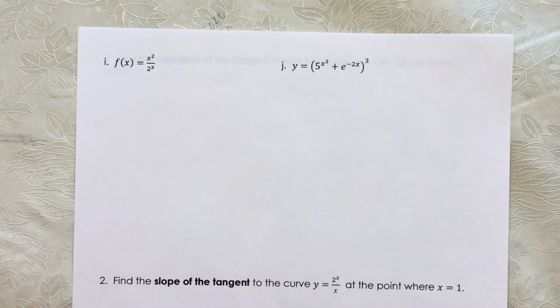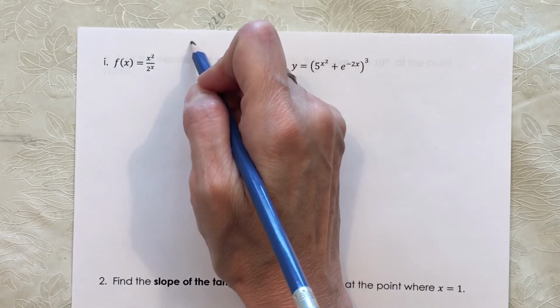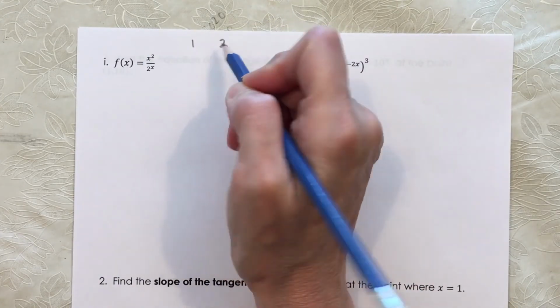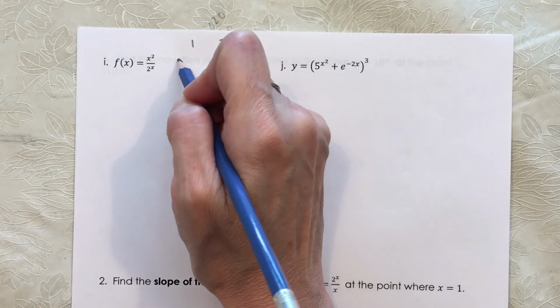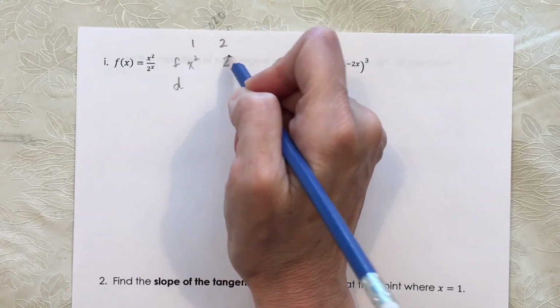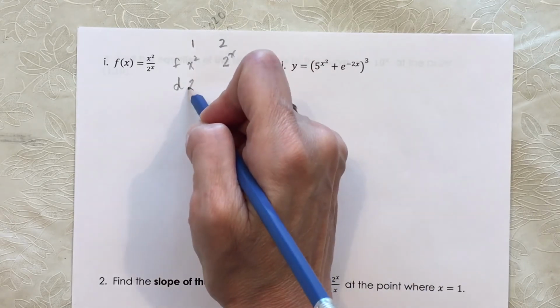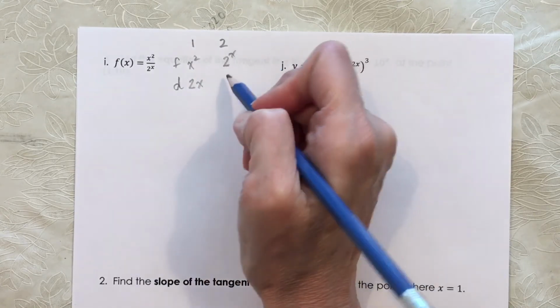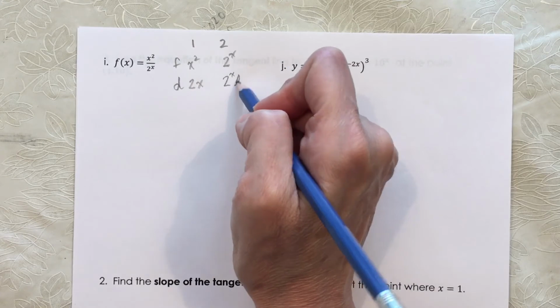Okay, I, f at x equals x squared over 2 to the x. So we've got a definite quotient rule going on here. So the first is x squared and the second is 2 to the x. The derivative of x squared is just 2x. The derivative of 2 to the x is 2 to the x times the ln of 2.